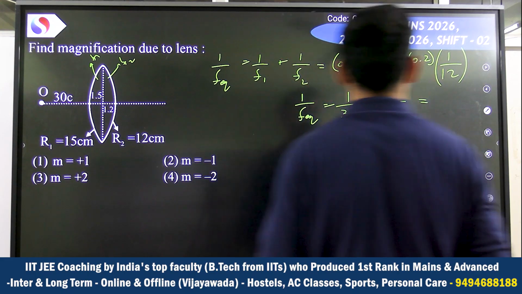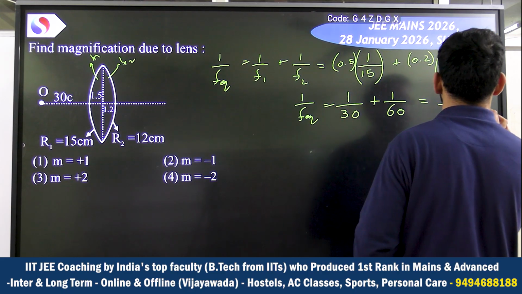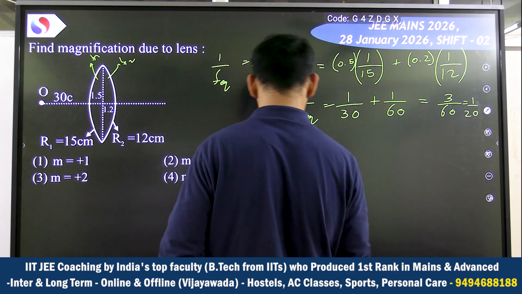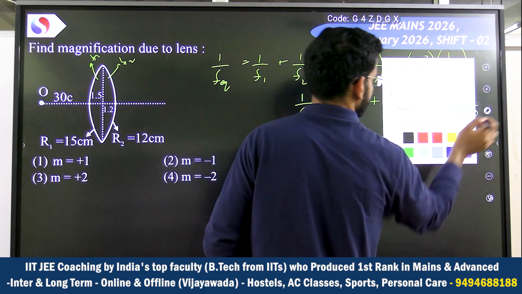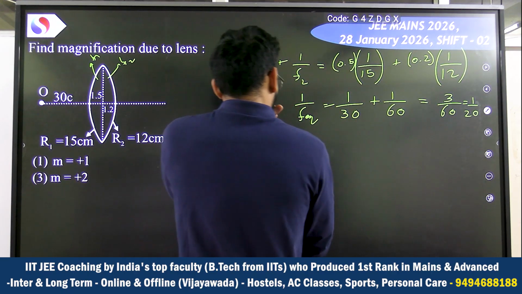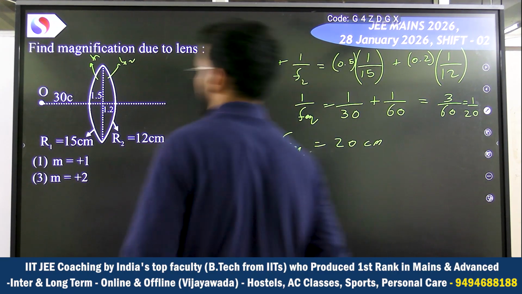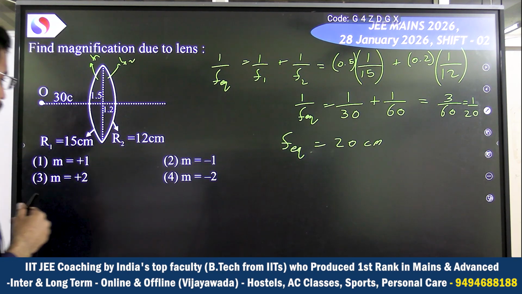And if you take the LCM, what will come? 3 by 60, that is 1 by 20. Okay, so F equivalent how much came? 20 centimeter, right? And the object is placed at 30 centimeter, right? So now you get the magnification, right?